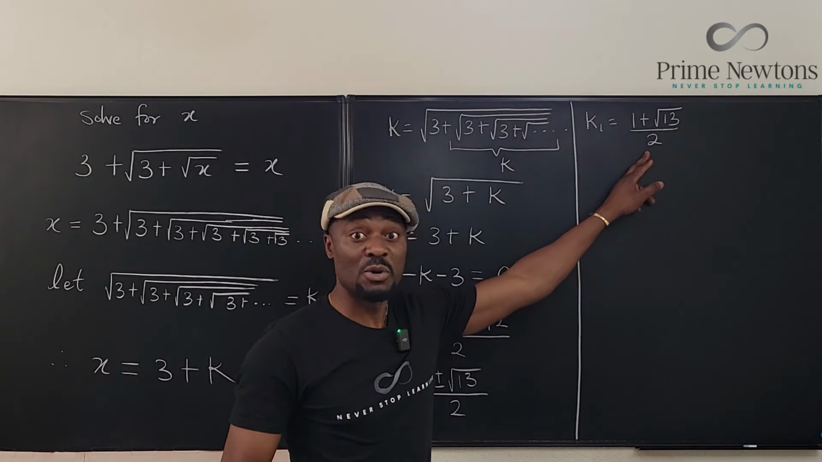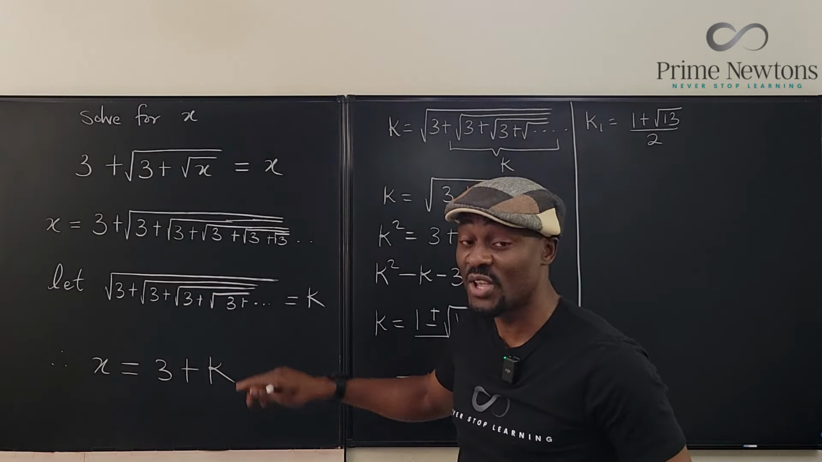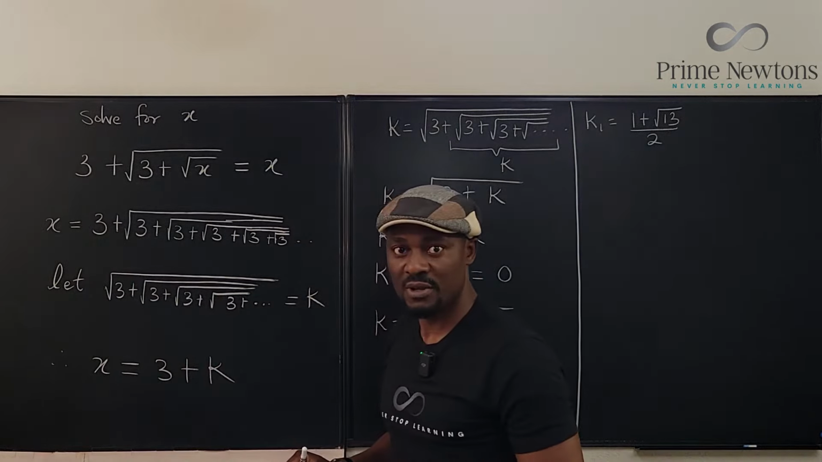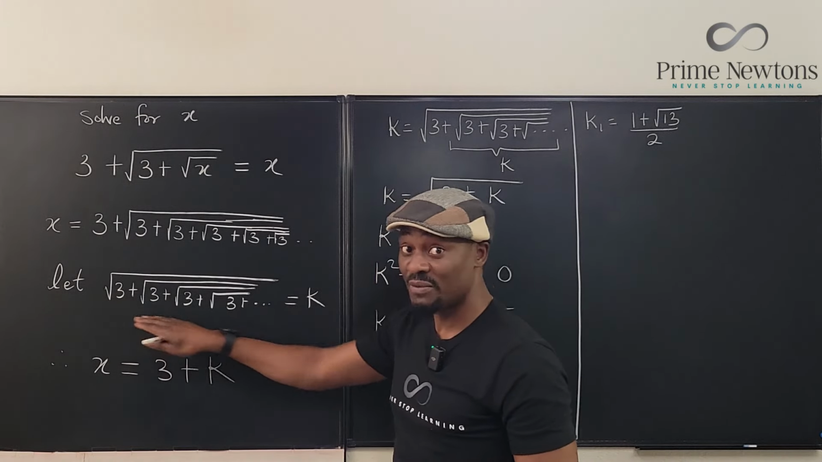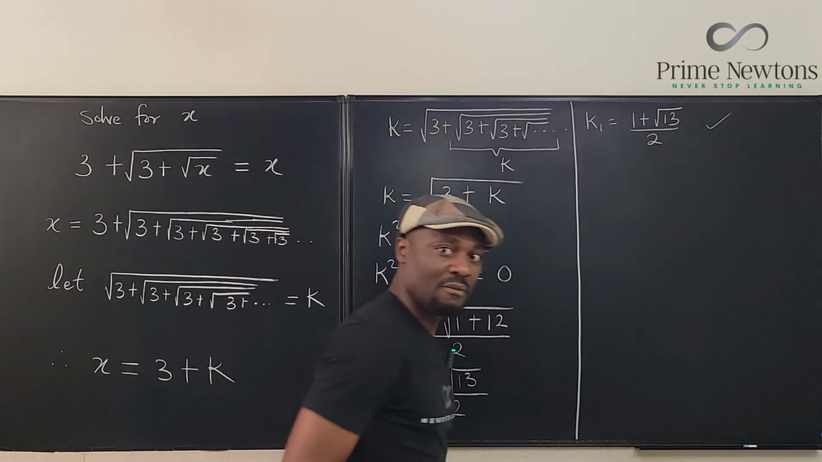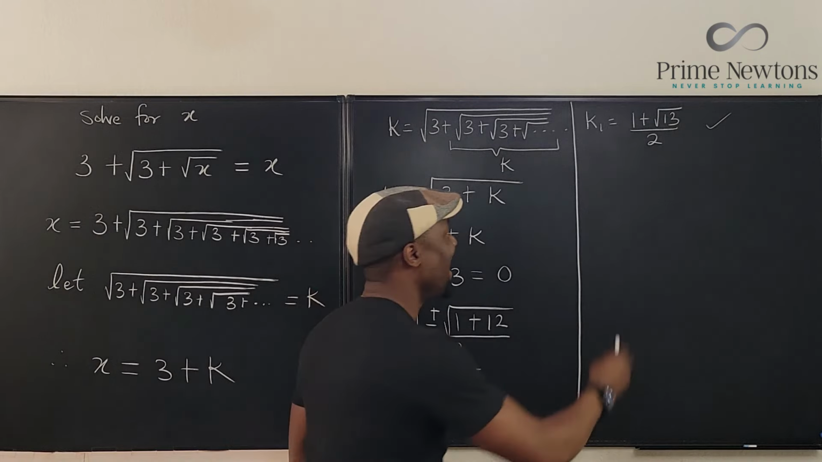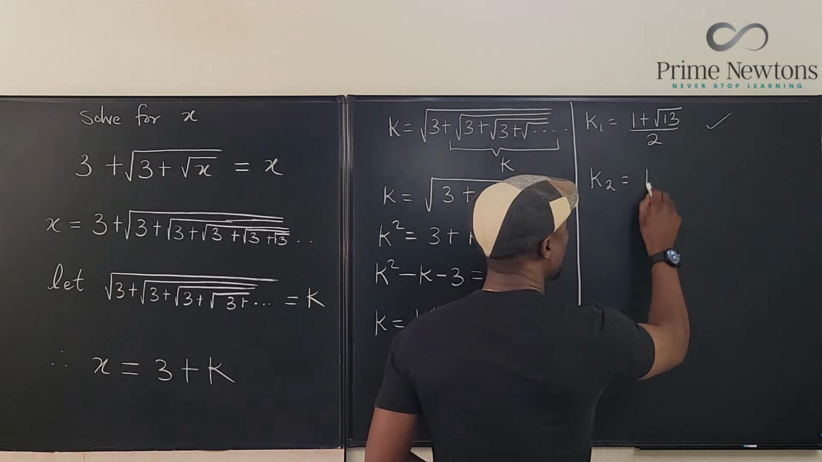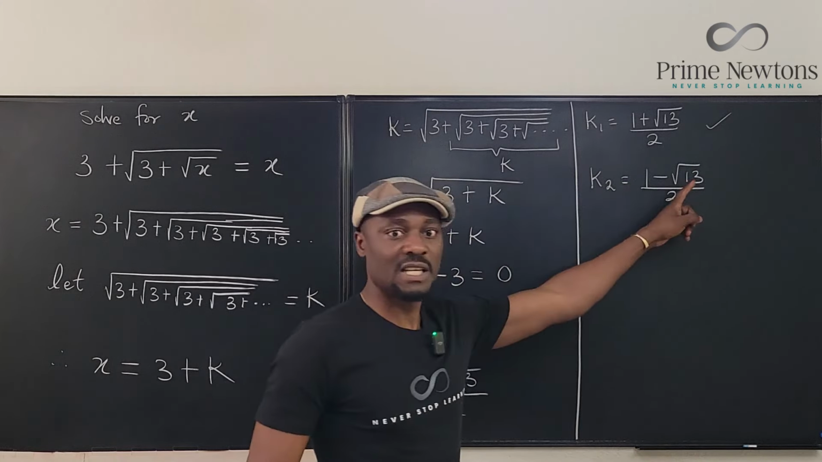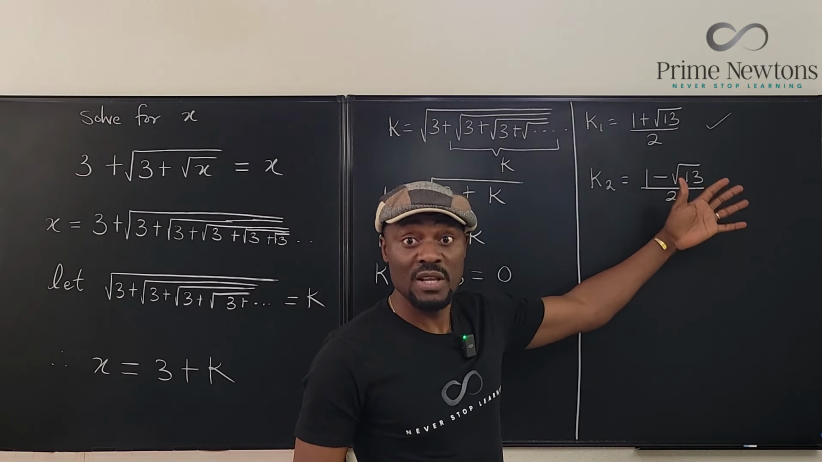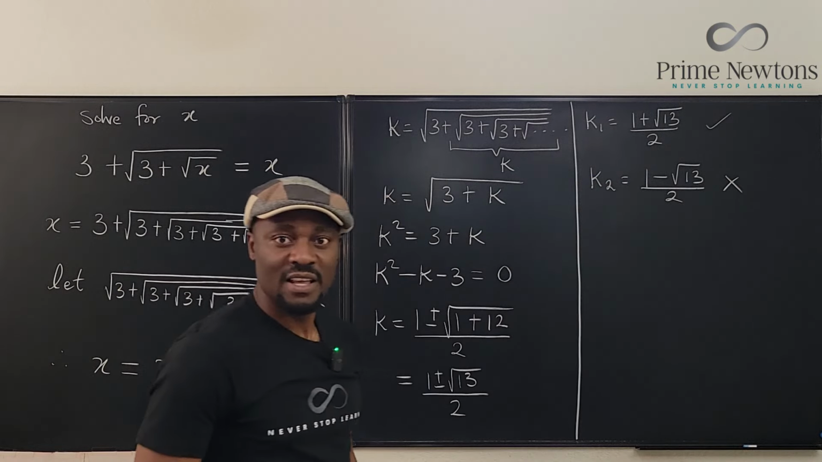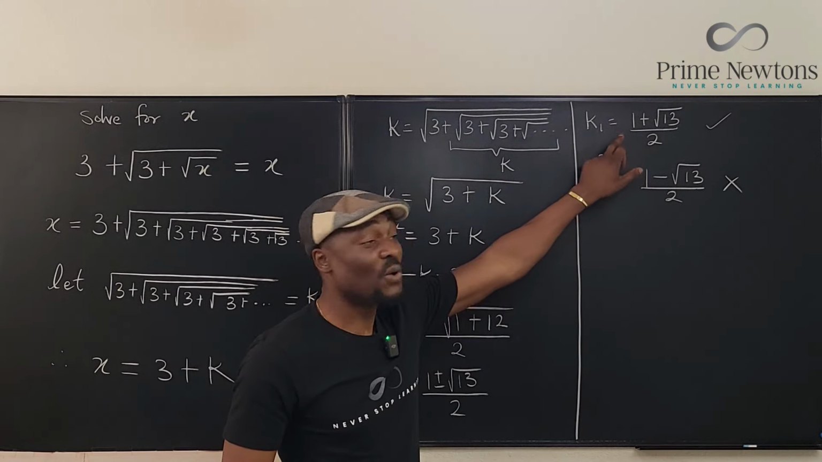Now, this is a positive number. Remember, every time we do this infinitely nested radicals, your answer will have to be positive because k is the output of a square root. So because it is the output of a square root, it has to be positive. We cannot take a negative option. So this one passes the positivity vibe check. Okay, and then k2 is going to be 1 minus the square root of 13 over 2. Well, the square root of 13 is greater than 3. So 1 minus a number greater than 3 is negative. We don't want any negative vibes, okay, in this area. So we don't want this guy. This is the only guy that qualifies.